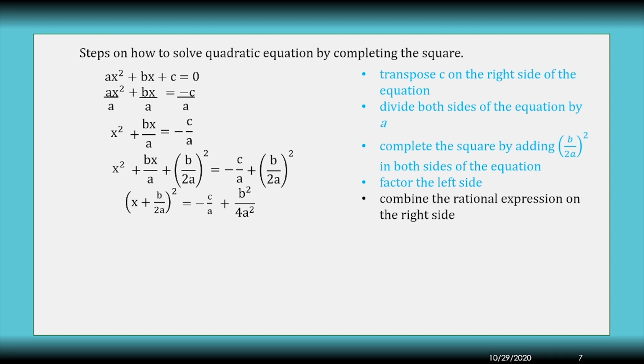Dapat familiar na kayo kung paano hanapin ang LCD natin. Okay, find the LCD. Then, divide the LCD to the previous denominator. Then, multiply it to the numerator. So it will become the quantity of x plus b over 2a, quantity raised to the power of 2, is equal to negative 4ac plus b squared all over 4a squared.